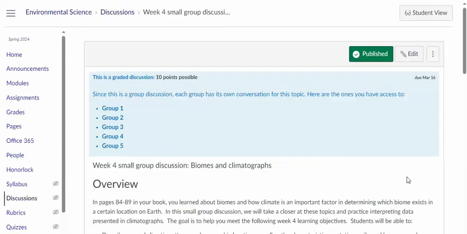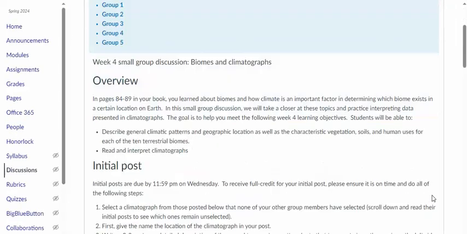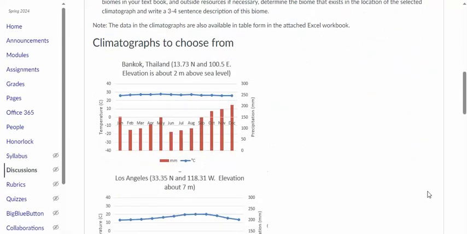This week we're going to have a small group discussion. So I've made some groups with a couple of students in them, and in those groups you are going to read and interpret some climographs. So these graphs show temperature on one axis, precipitation on another. The blue line represents temperature and the red bars represent precipitation.